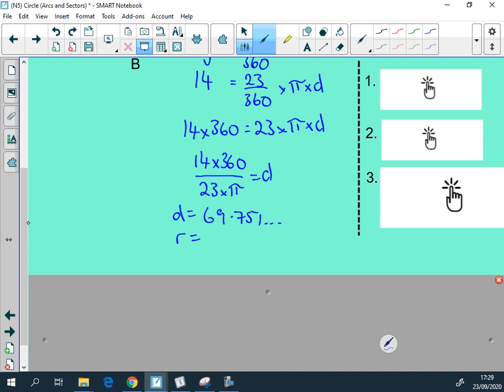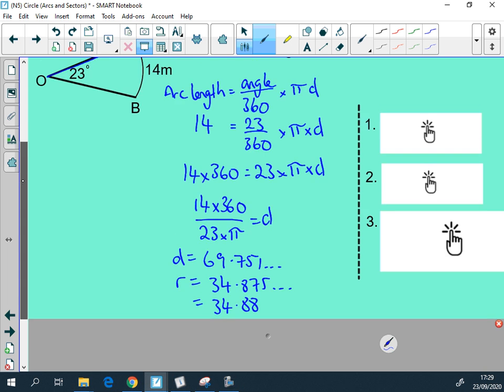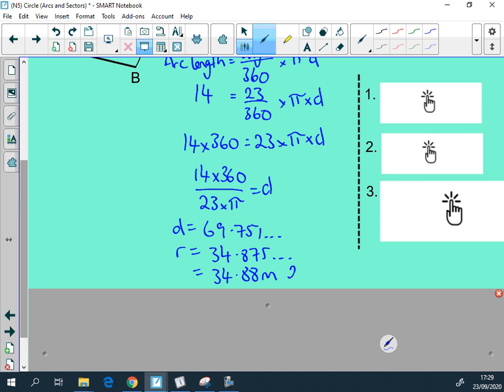And when you divide it by 2, you're going to get 34.875... and now round it, 34.88. And my distance is meters. I've rounded to 2 decimal places. It's important that you're not rounding too early. You should only round when you're ready to give your final answer.